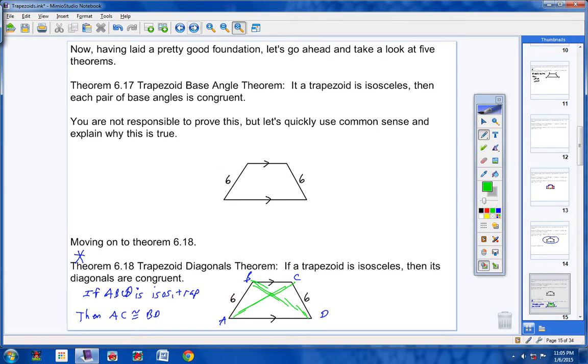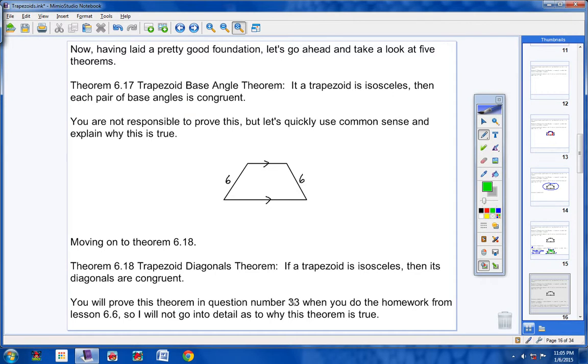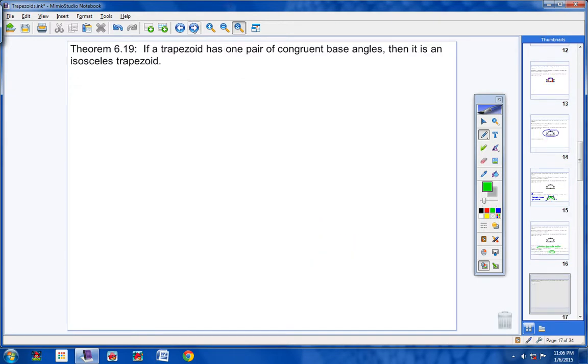Okay, here we go. Now, you will prove this theorem in question number 33 when you do the homework from lesson 6.6, so I will not go into detail as to why this theorem is true. However, you are responsible for this theorem, so I could very well give it to you on a test. Okay? And you're going to do it in problem number 33 in your homework. I think it's about 6 steps. It's pretty small, okay? Alright, let's continue on.